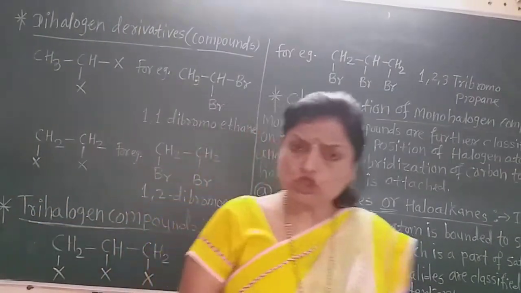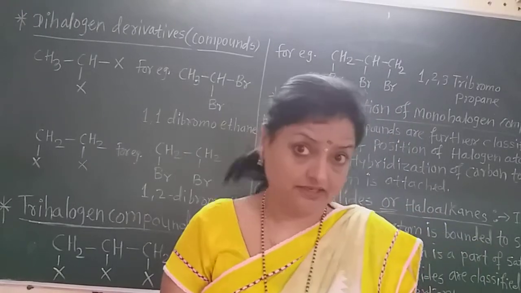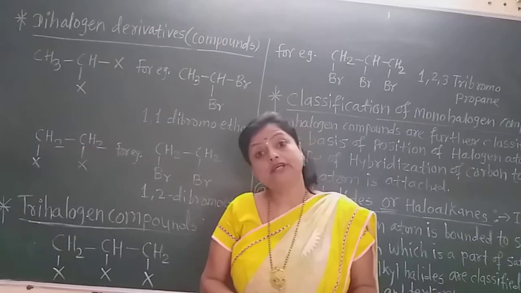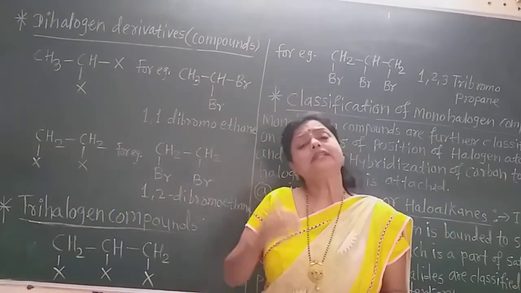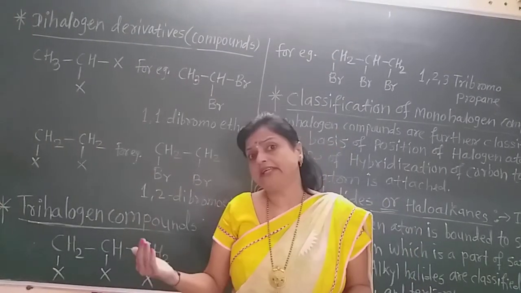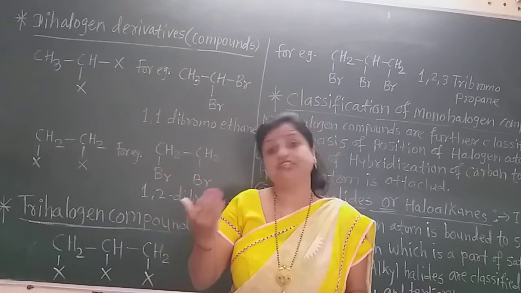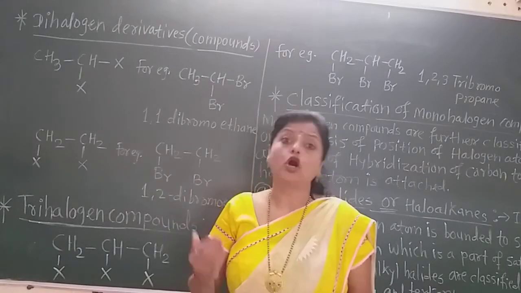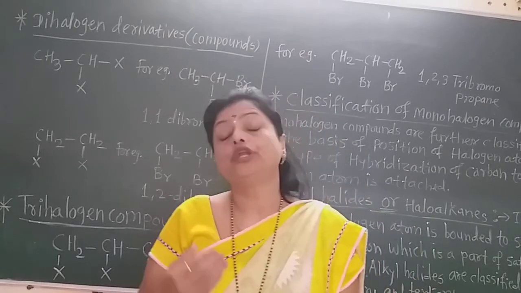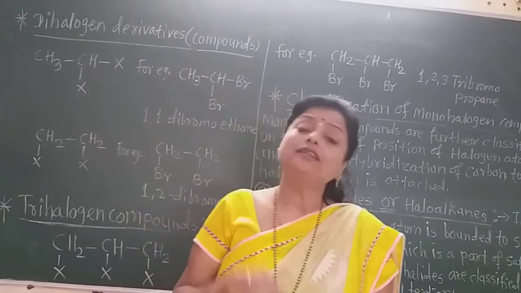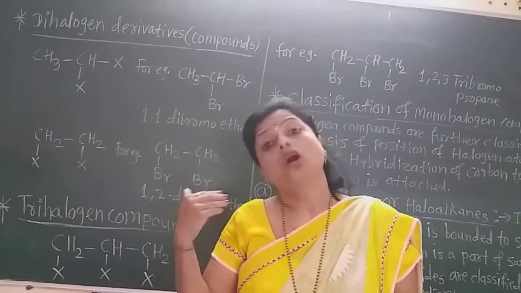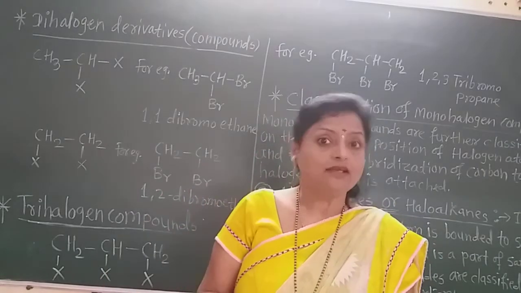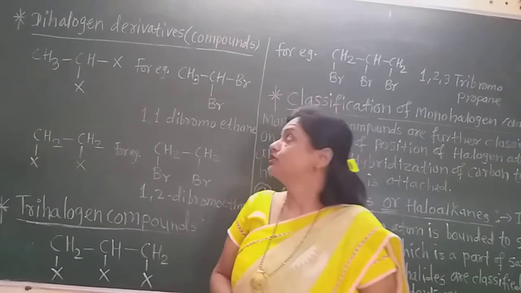We also started section 2 of chapter number 10, that is the halogen derivatives. In the last lecture on halogen derivatives, we learned the definition of halogen derivative. What is a halogen derivative? Compounds of halogens such as chlorine, bromine, iodine, and fluorine, and the compounds may be saturated, unsaturated, or benzene or arene-like halogen derivatives.